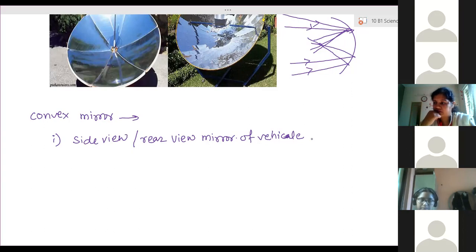Yes, ma'am. Yes, ma'am. So this is the reason why we use a convex mirror as a rear view mirror or side view mirror.